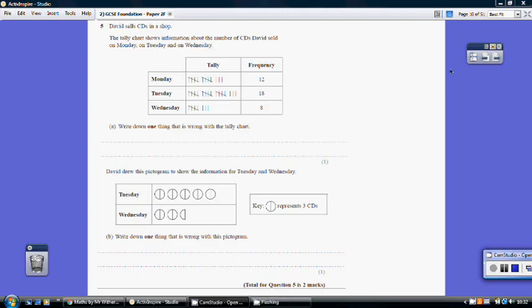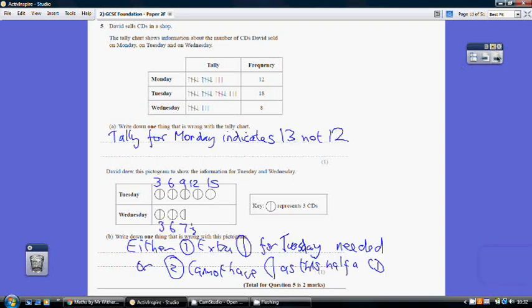So part A, write down one thing that is wrong with the tally charts. Well, we can see that Monday's tally has been added up incorrectly. This should be 5 plus 5 plus 3, which is 13, not 12.